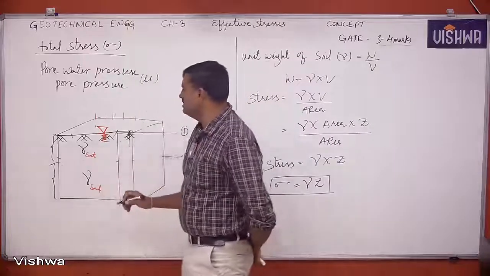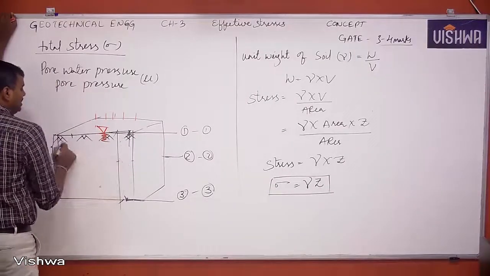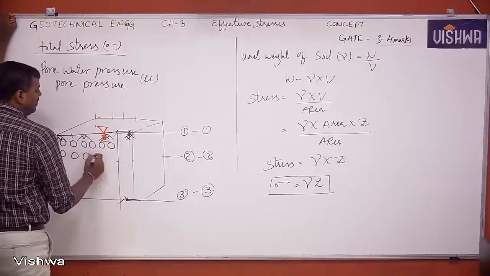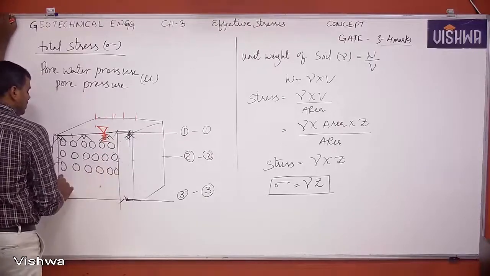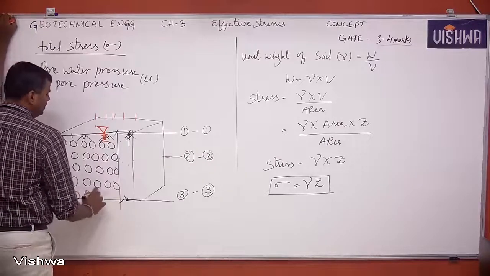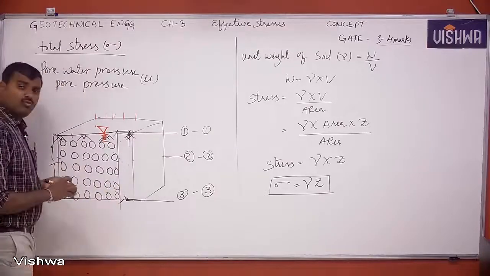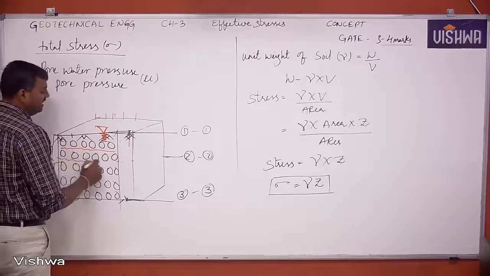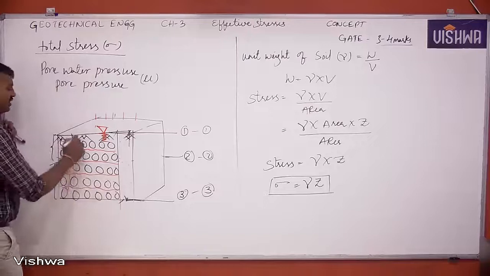Now what happens here? Due to the presence of the water table, the soil will be in a saturated condition. Saturation condition means this is what it looks like. Try to understand what I am going to explain now. These are the soil grains present in our soil. Due to the presence of the water table, all the voids, the gaps between the soil grains, are filled with water. This is water.